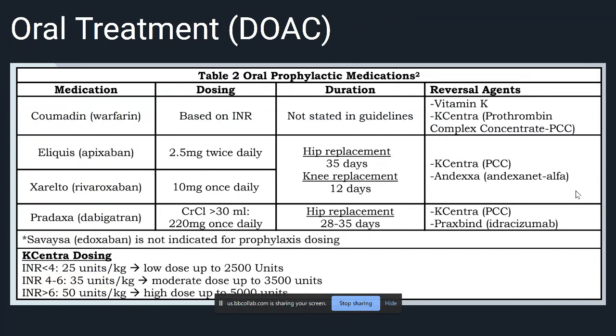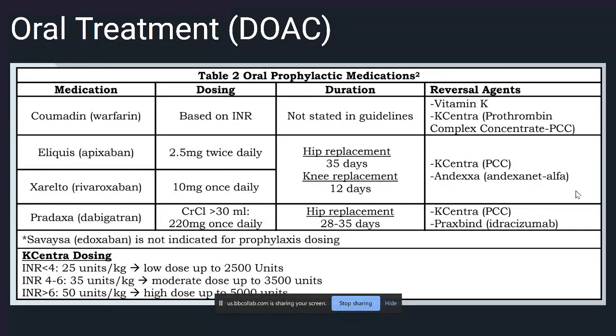For warfarin dosing, this is based solely on the INR and is dose adjusted accordingly. The goal for most people is between 2 to 3, unless the patient has a mechanical mitral valve, and then the goal is 2.5 to 3.5. The duration for warfarin is not listed specifically in the guidelines, but the 19 to 42 days, as Ashley mentioned, is preferred.